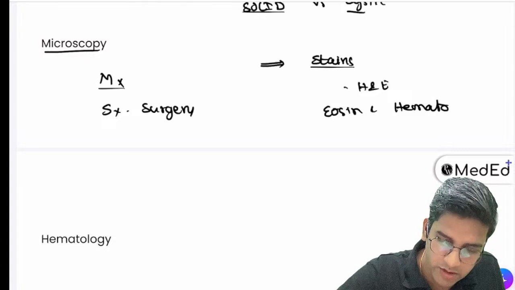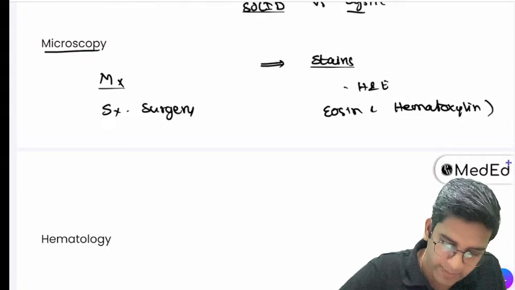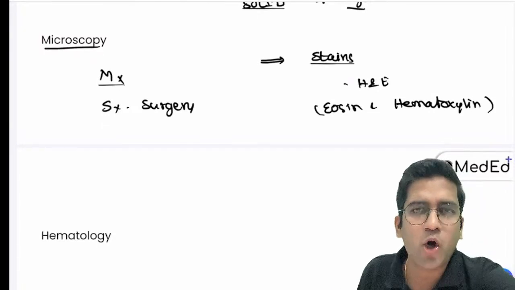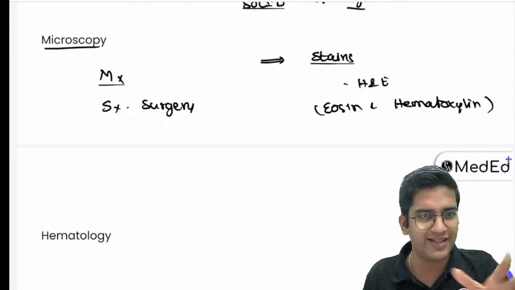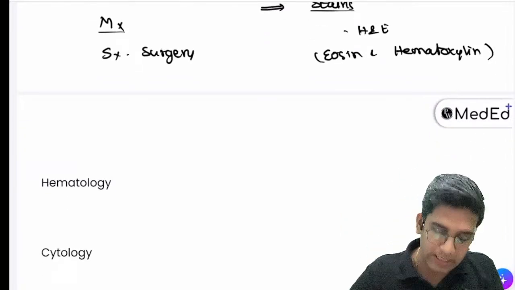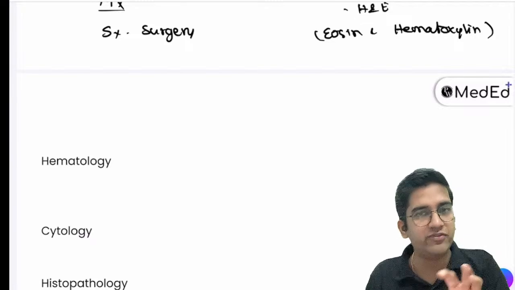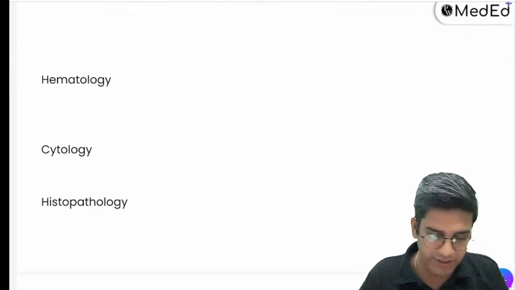Okay. I can use eosin and hematoxylin. That's a routine stain useful for almost every biopsy, almost everything. It's H&E, eosin and hematoxylin, right? Apart from that, I might have a few different stains for different investigations, right?